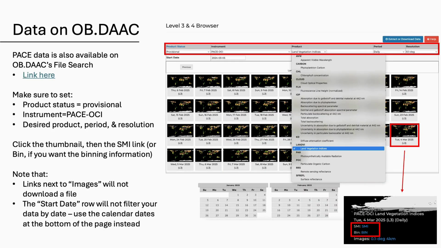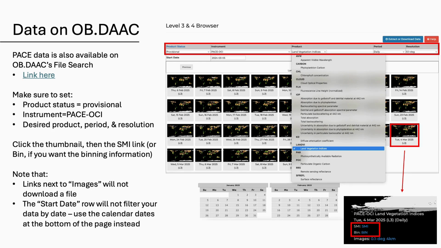If you're just looking for a quick way to browse level 3 global data, you can also do that on the OBDAC level 3 browser, which a link will be provided to you in the Q&A document posted on the events archive page. It's a quick and easy way to download individual data files. You just have to have the right filtering terms to find them.